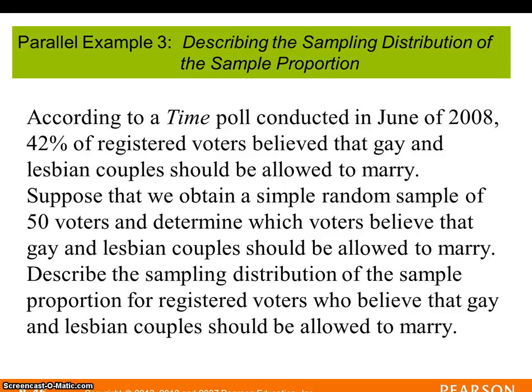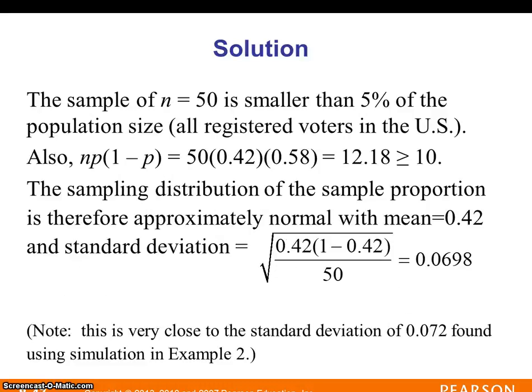So let's look at an example here, going back to this Time poll. Suppose that we obtain a random sample of 50 voters and determine which voters believe that gay and lesbian couples should be allowed to marry, and describe the sampling distribution of the sample proportion for registered voters who believe that. In this case, the sample size is 50, which is quite a bit less than 5% of the U.S. population. Again, a lot of these things you won't necessarily have to check, maybe on the homework, but not so much on the exam. But if you take n times p times 1 minus p, you do get something larger than or equal to 10.